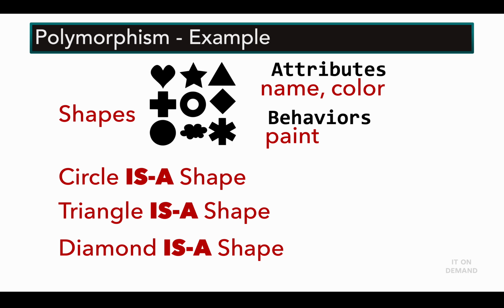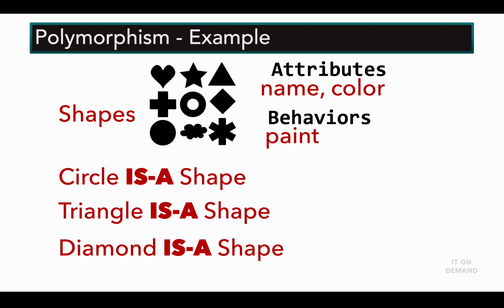So where does this lead us? Let's take a look at another example. We have different kinds of shapes, right? And these shapes have their attributes. They also have their behaviors. So the attribute of a shape could be that a shape has a name, a shape has a color. And what can that shape do? We can paint the shape, but we can do other things as well.